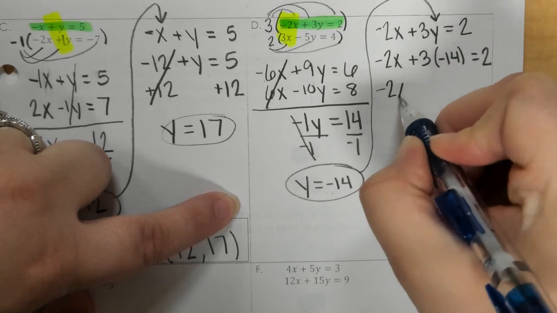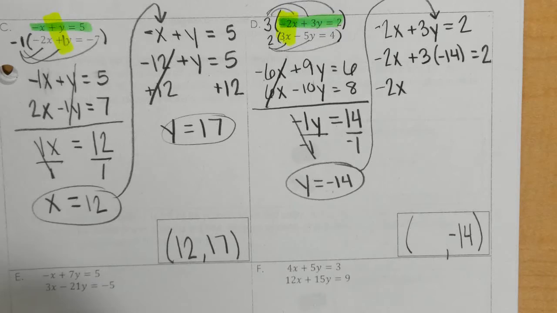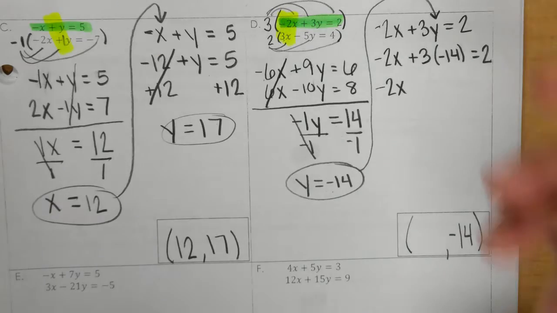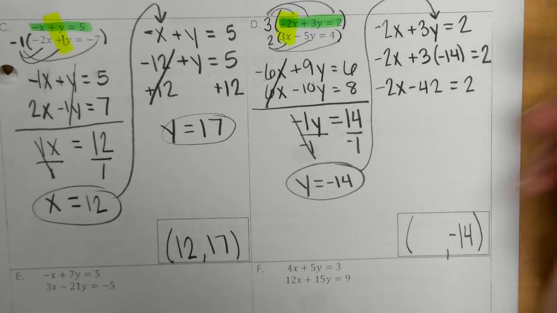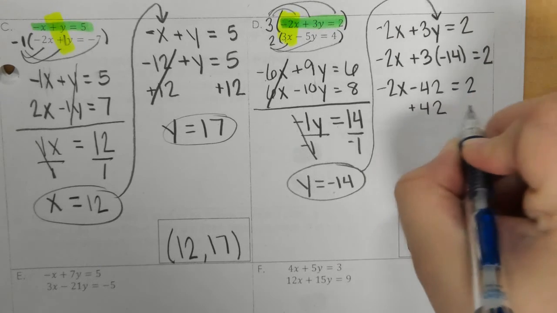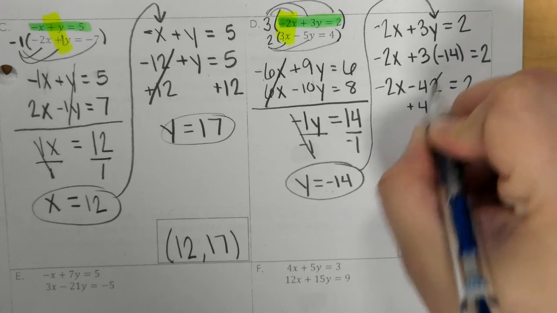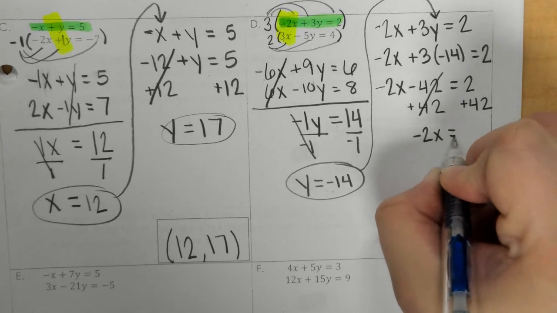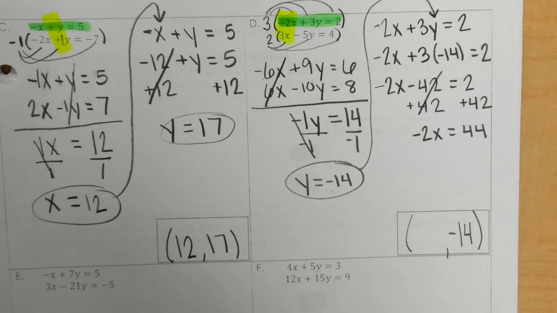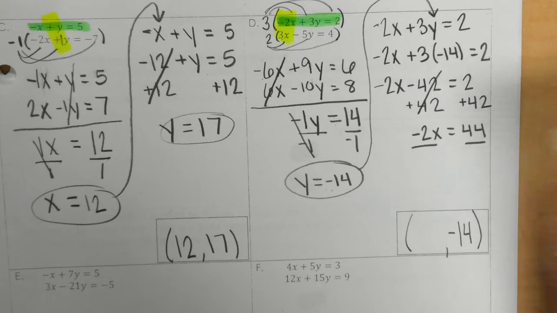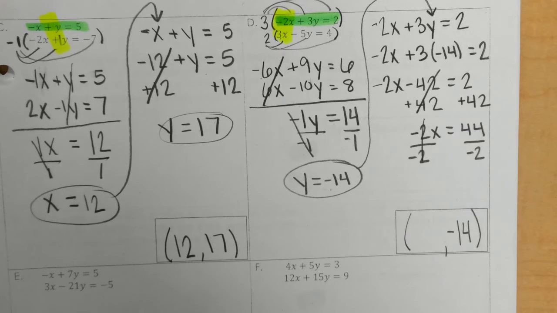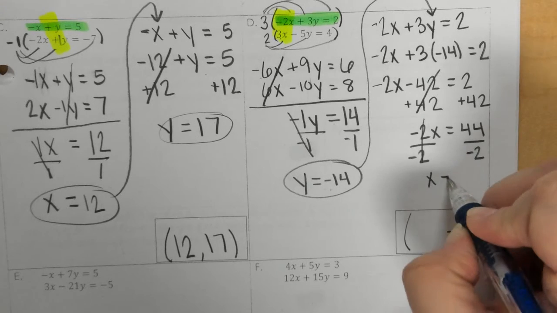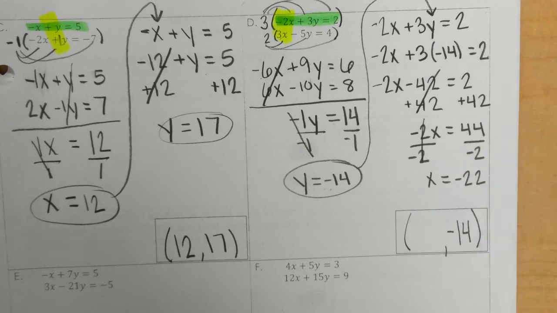So if I multiply, we get negative 42. If we add 42, we get 44. And then lastly, we divide by negative 2, and we get negative 22.